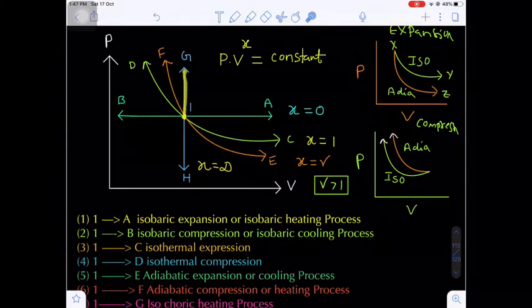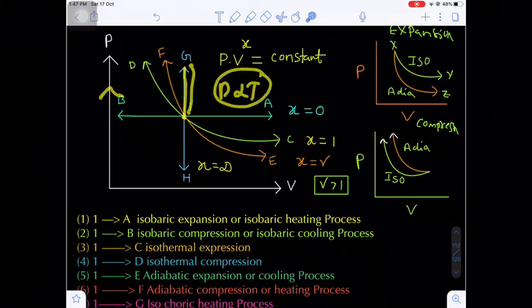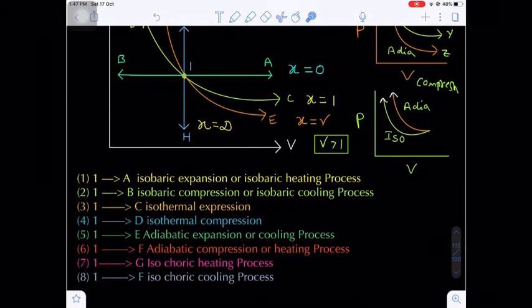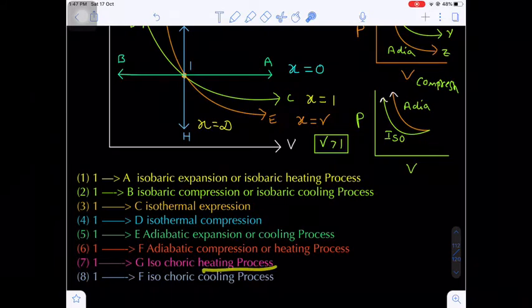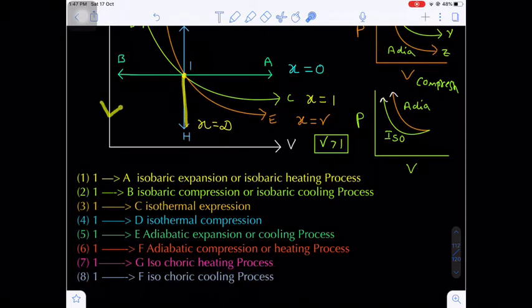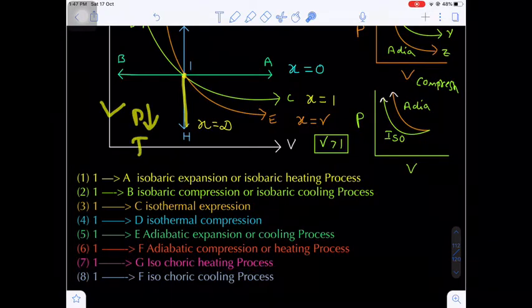If you move from 1 to g, that means the pressure increases. So again the temperature increases, because pressure and temperature are directly proportional. So 1 to g, what happens? Pressure increases, heating effect occurs. Whereas if you move from 1 to h, what happens? Pressure decreases. Pressure decreases means temperature decreases. That means cooling effect occurs.